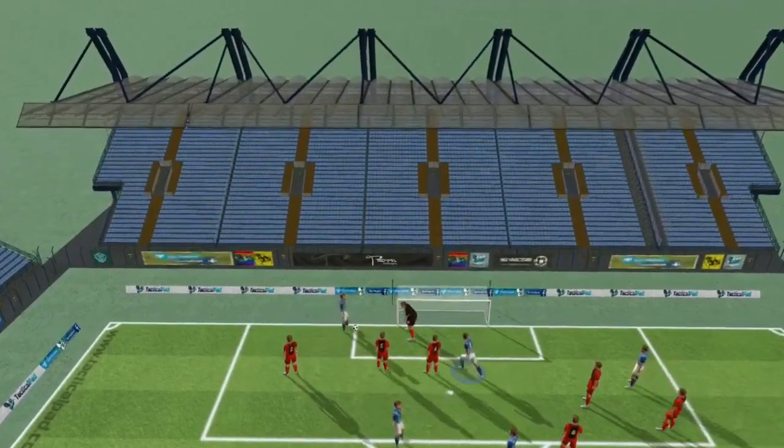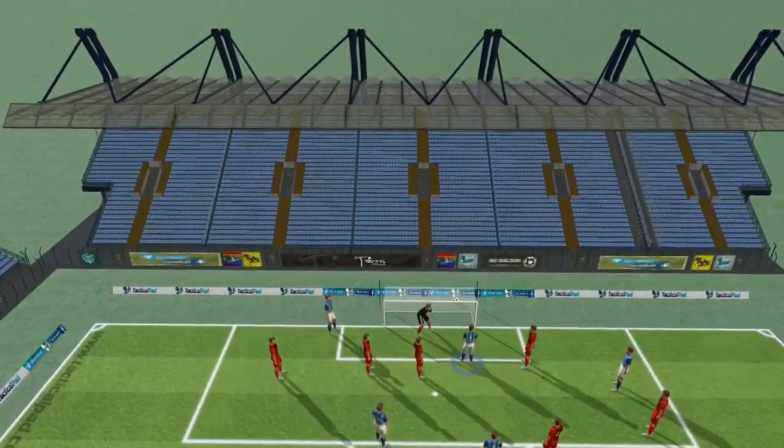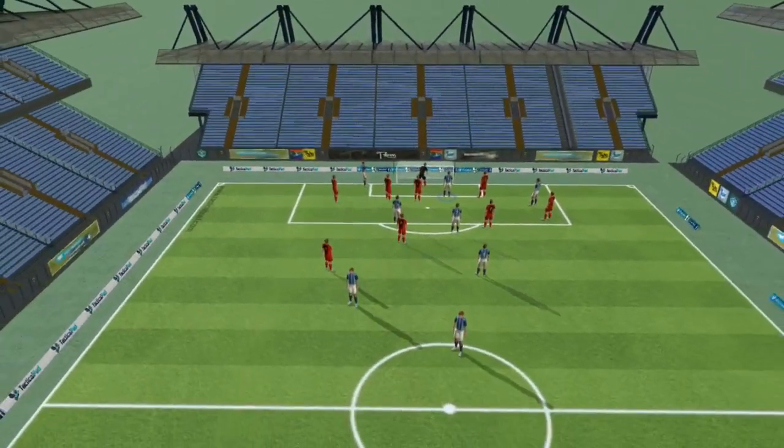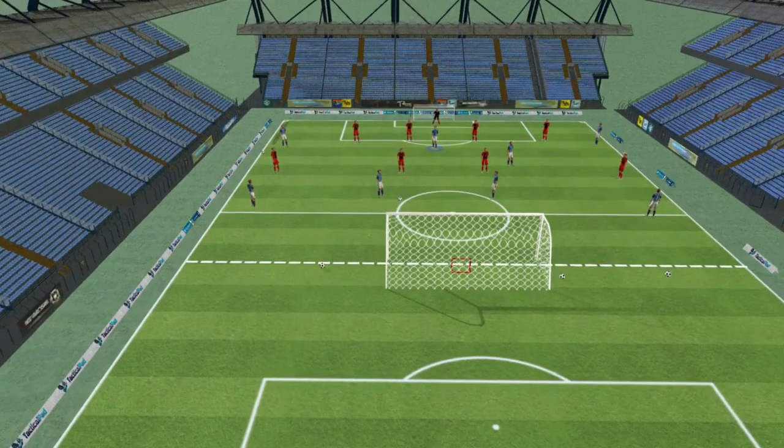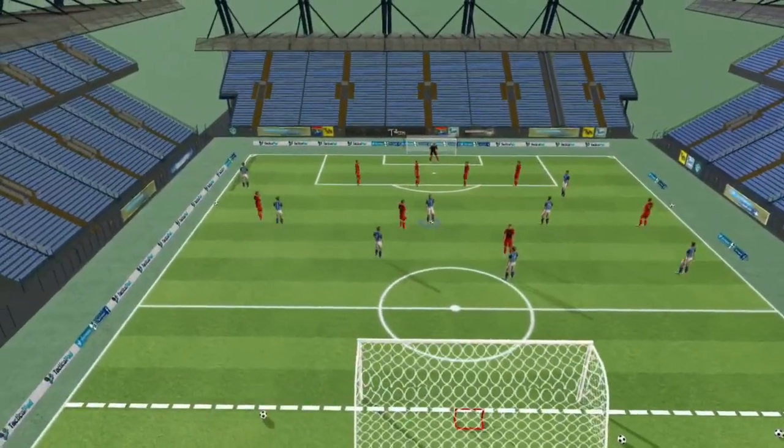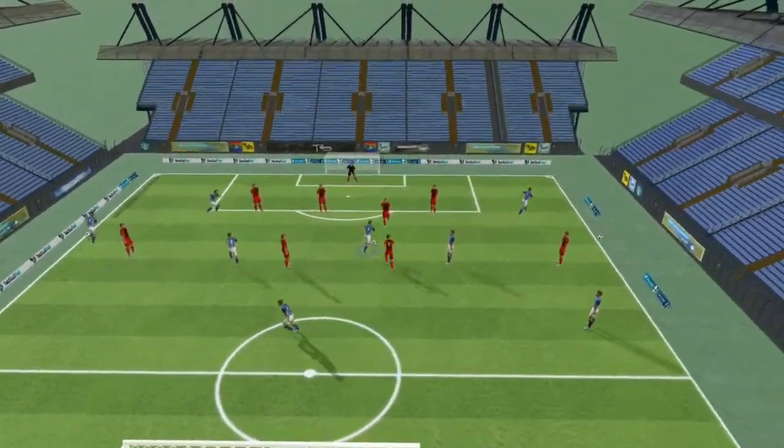When our wide players receive it, we want them to drive at the defender with changes of speed, direction and disguise to unbalance the fullback and create space to drive into to get to the touchline to cross for our strikers.